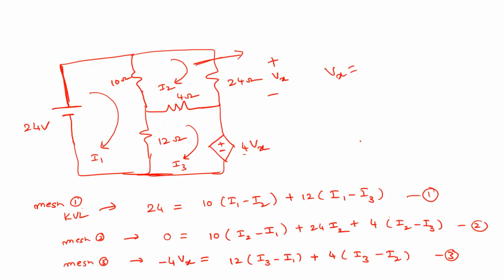So what is the current flowing through the 24 ohm resistor? I2. So only I2 current is flowing, right? And that too, this is plus minus Vx. So that is already given, 24 ohm. So this I2 is flowing. What is the voltage across this 24 ohm resistor? 24 into I2. So this is 24 into I2. Clear?